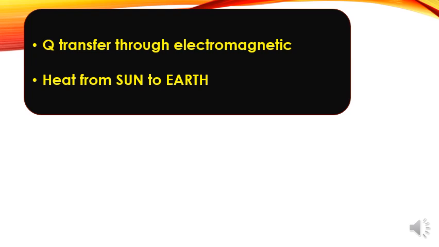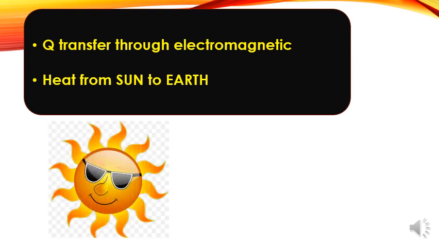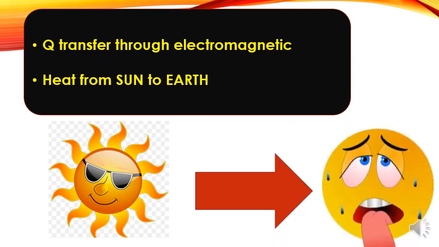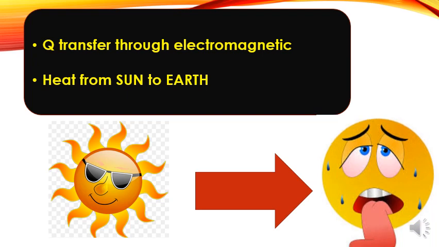The easiest example of this mechanism of heat transfer is the heat from the sun to the earth. That's why during hot seasons, on a very sunny day, we feel the heat on our skin and it makes us exhausted, because radiation is happening.